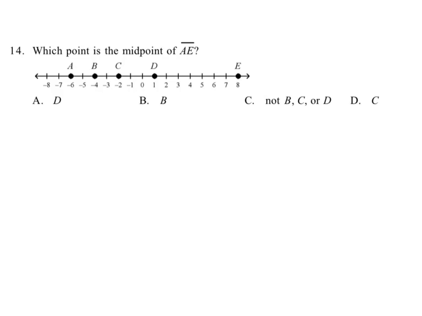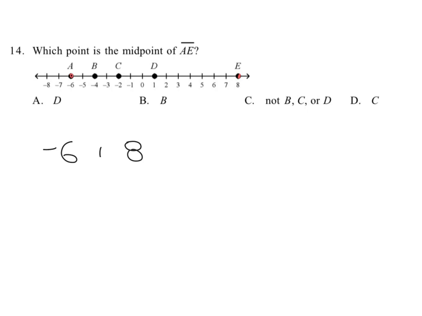Okay, what's the midpoint of AE? Well, A is here at -6, and E is there at 8. How do we use those numbers? Well, what we're going to do is we're going to average them. The average is smack in the middle.